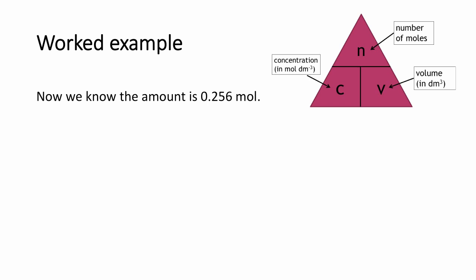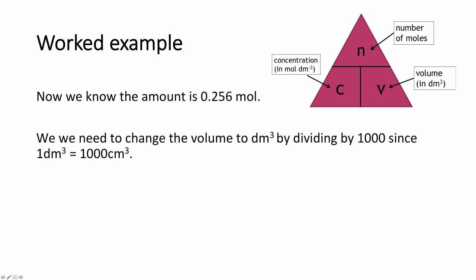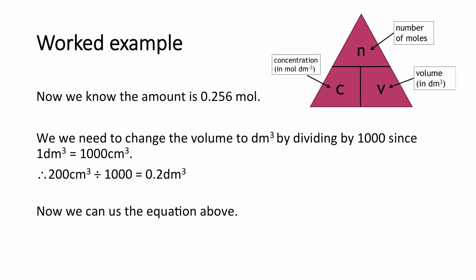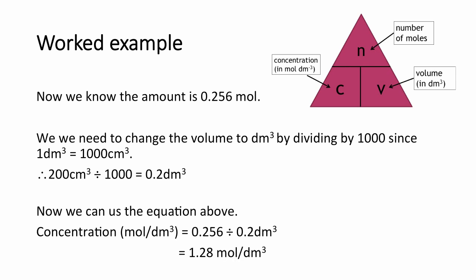Now we know the amount is 0.256 mole. We need to divide this by the volume, so we change the volume to decimetres cubed by dividing by 1,000, since 1 litre is 1,000 centimetres cubed. The volume was 200 centimetres cubed, divided by 1,000 is 0.2 decimetres cubed. Now we can use the equation above, because we've got our amount in moles and our volume in decimetres cubed. Concentration is 0.256 divided by 0.2, and we have a concentration of 1.28 moles per decimetre cubed.